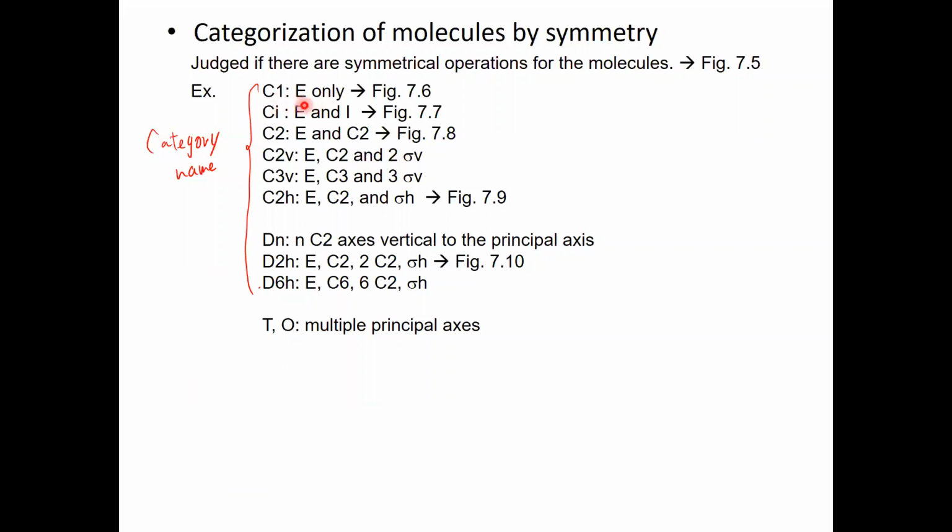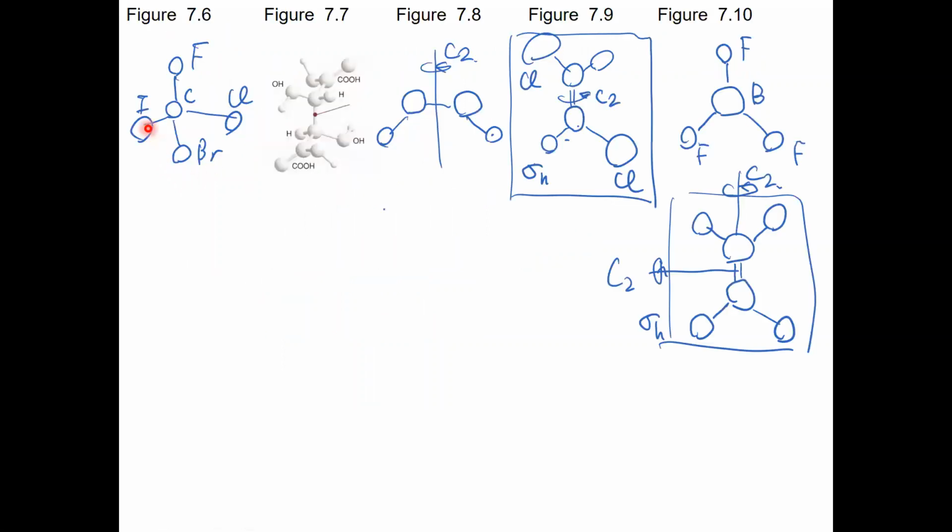The first one is C1. C1 symmetry means the molecule only has an E symmetry, which is a very unsymmetrical molecule. For example, CFClBr, which is probably impossible to synthesize, I suppose. There's no symmetry for this molecule. Okay.